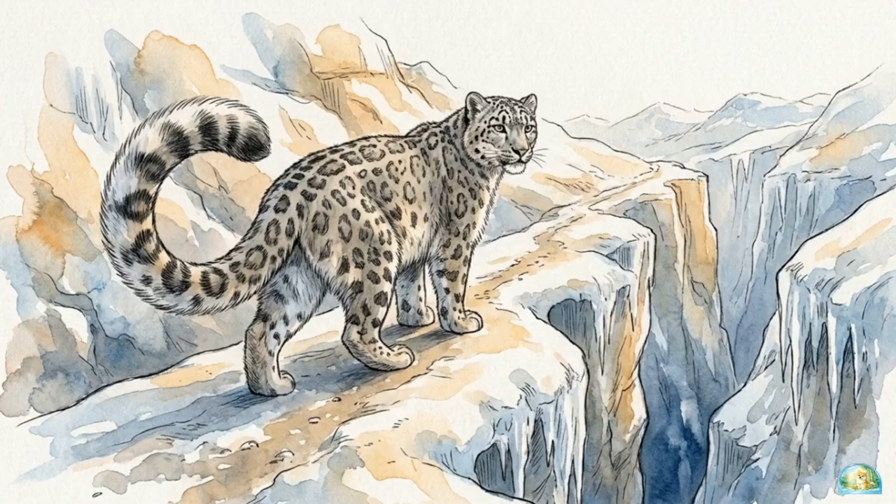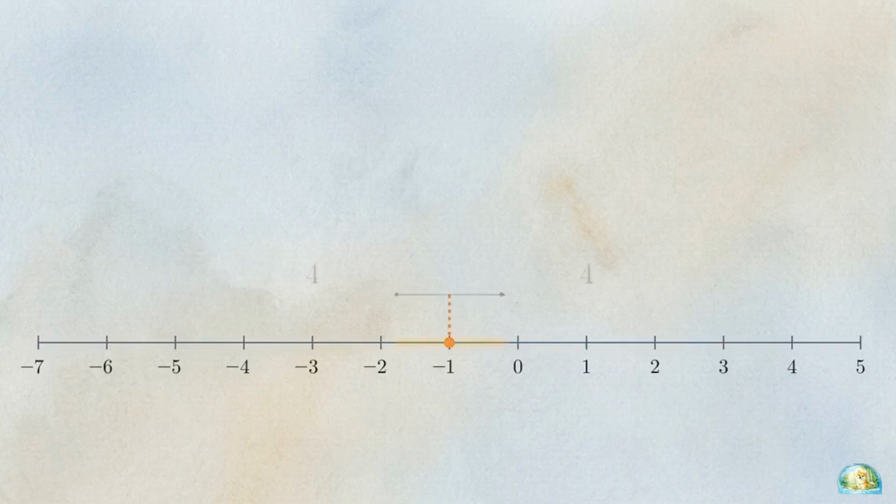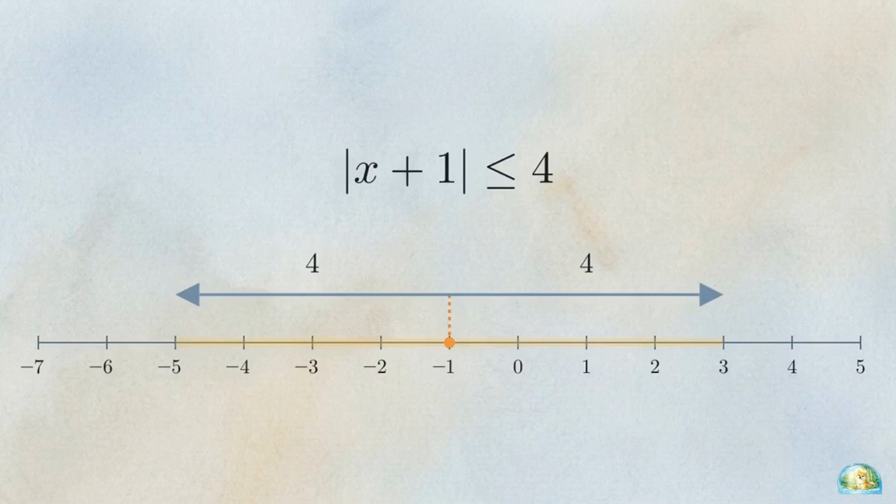At the distance saddle, the requirements shift. Frost can't rely on a single point. She needs to remain within a continuous, protected corridor along the trail. The safe zone is at most 4 units from a center of -1. We write, the absolute value of x plus 1 is less than or equal to 4.